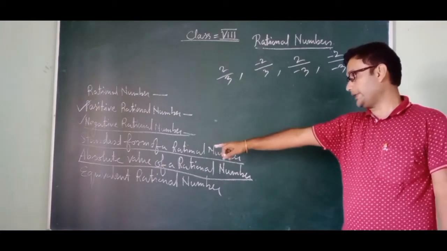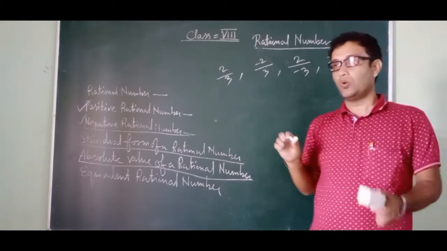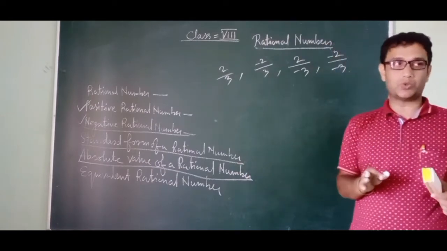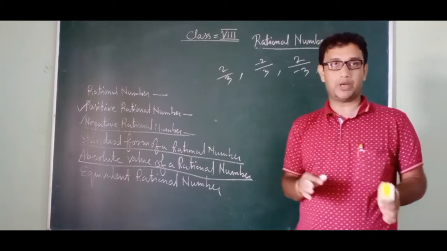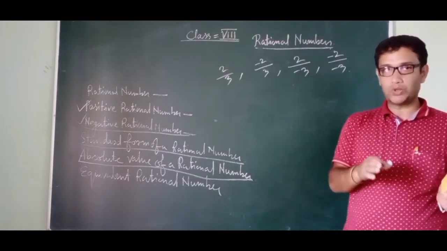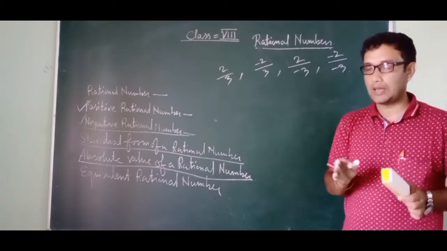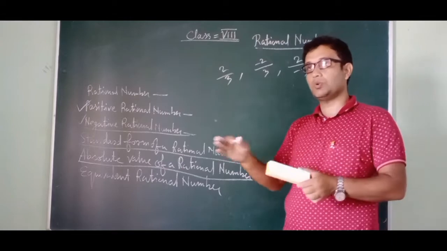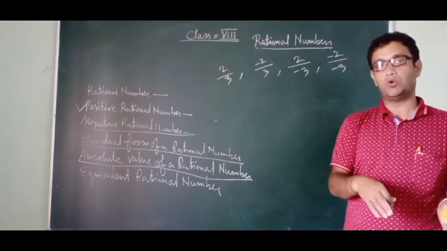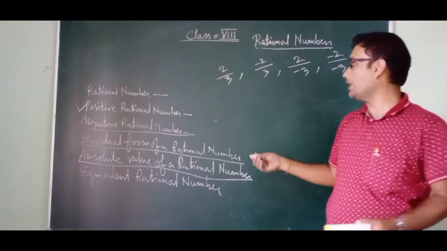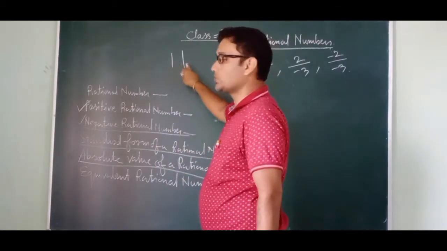So we are going to find the absolute value of a rational number. Absolute value means what? When you write any rational number, either a positive rational number or a negative rational number, inside the absolute symbol, then when you remove the absolute symbol, all the negative values will become positive and positive values will remain positive. This symbol is called the absolute symbol.